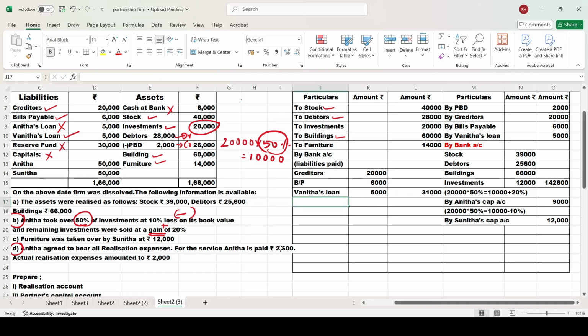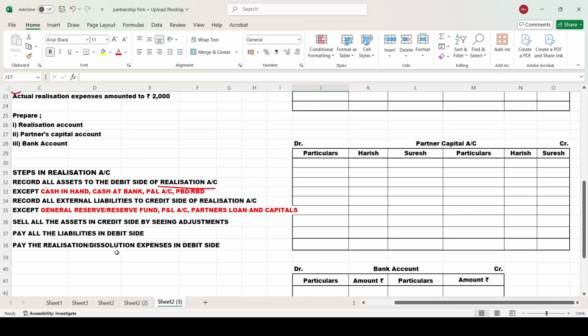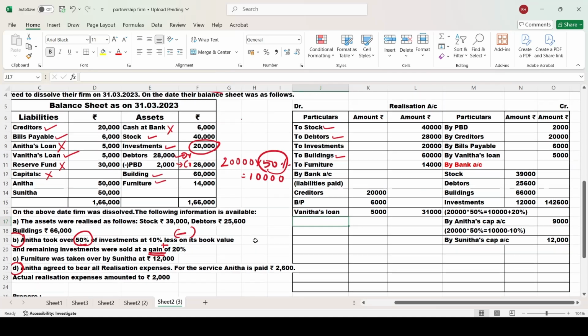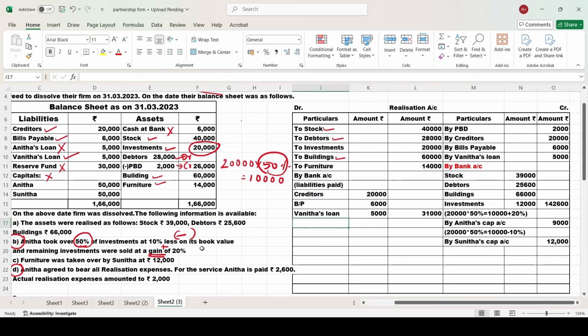We came to the last step. What is the last step? Pay the realization or dissolution expenses in the debit side. So here Anita is bearing all the realization expenses. See, if the firm is paying the realization expenses, keep it in your mind, you should write it as by bank account. But if a partner is paying any realization expenses, you have to write the name of the partner who is paying the realization expenses. I think you got it. So who is paying here? Anita is paying realization expenses. We'll write it as by Anita's capital account.